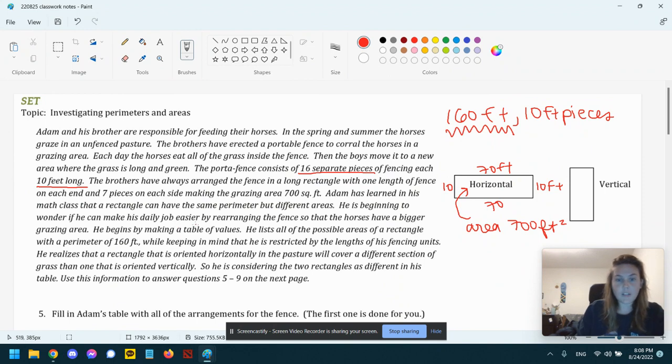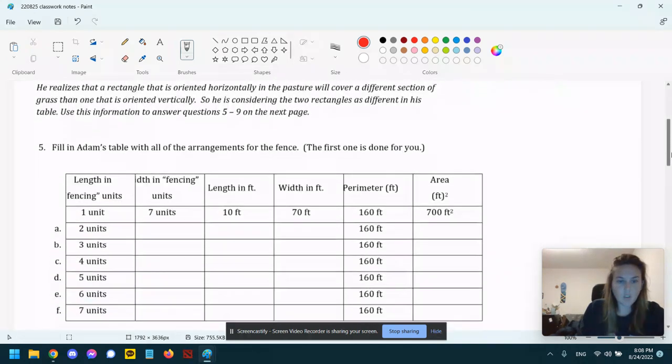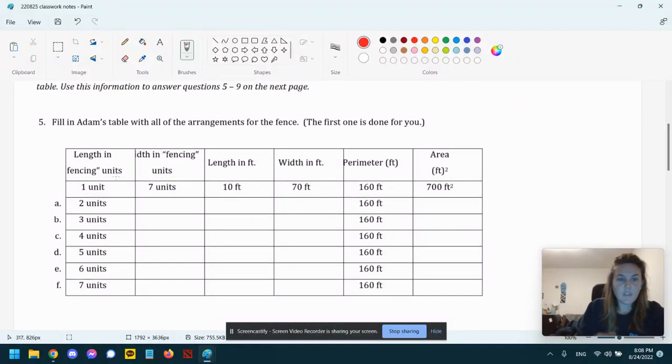We're wondering if we can make our daily job any easier. So we want to do the same thing we did the other day, which is list out all the possible rectangles where the perimeter is 160 feet and then find those areas. Over here, they've given you the length already. You need to figure out what the width will be.